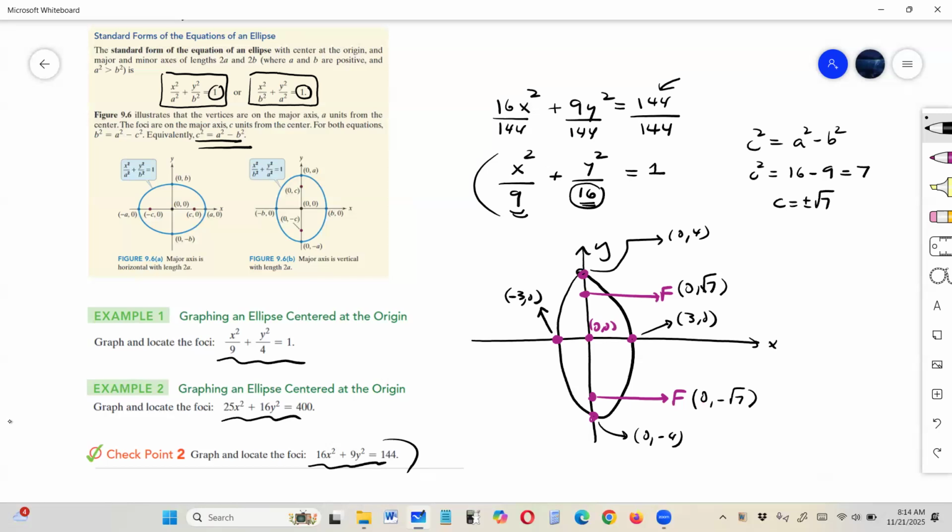All right, so in the next video, we'll talk about the translations of the ellipse and the variation of the standard equation for the ellipse.